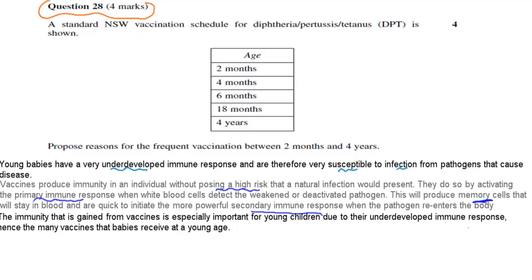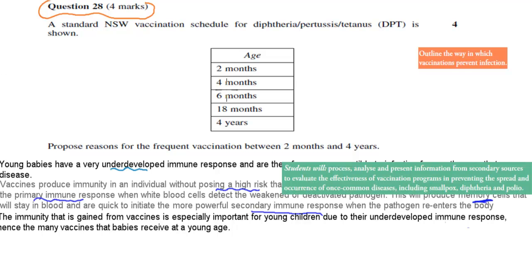And where does the question come from? It just comes from this dot point: outline the role in which vaccines prevent infection, and a bit of the other dot point when it comes to talking about previous vaccination campaigns that include smallpox, diphtheria, and polio. But more or less the top one is the main one.